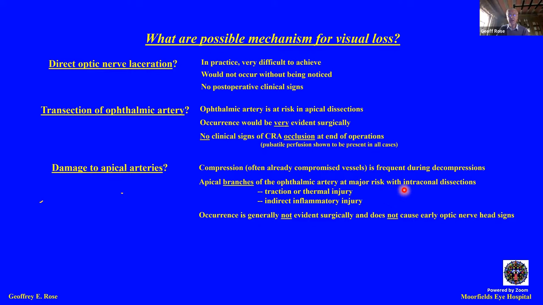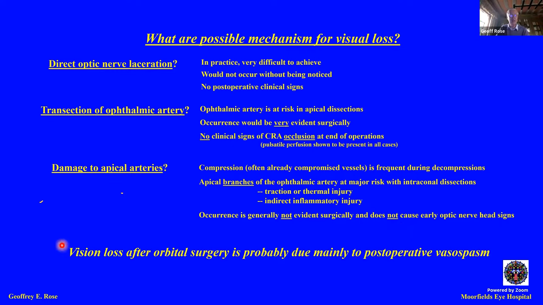So these various areas, lateral in the apex, above the nerve in the apex, and particularly below the nerve in the apex, these arteries are at risk of tractional or thermal injuries and indirect inflammatory injury, in that wherever you operate, you will cause an inflammatory response. And we know that inflammatory mediators cause problems with arteries, as I'll talk about more later. In general, spasm of the apical arteries may not be evident within the eye, apart from ischemia. My overall conclusion is that visual loss with orbital surgery is mainly due to postoperative vasospasm.